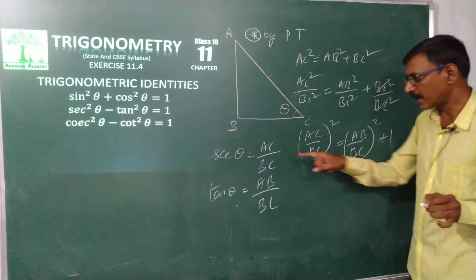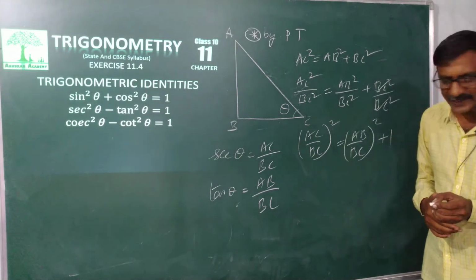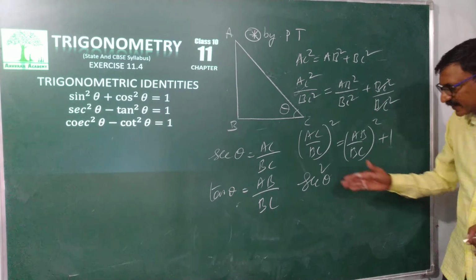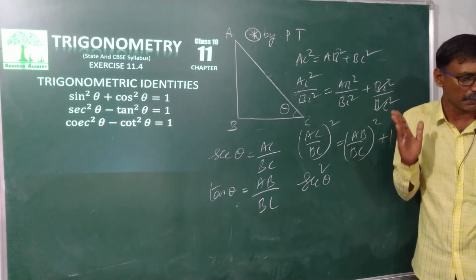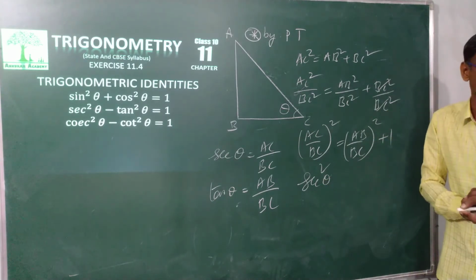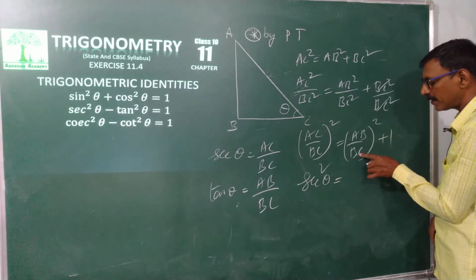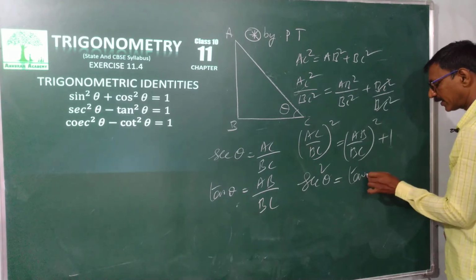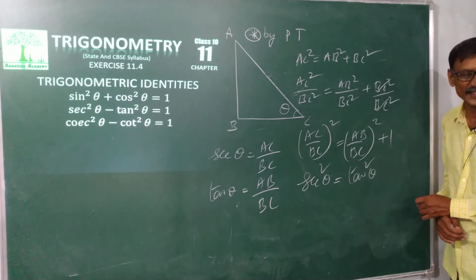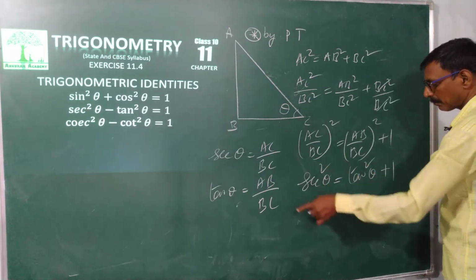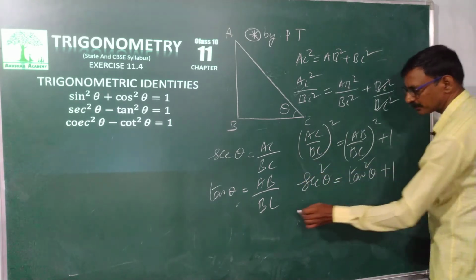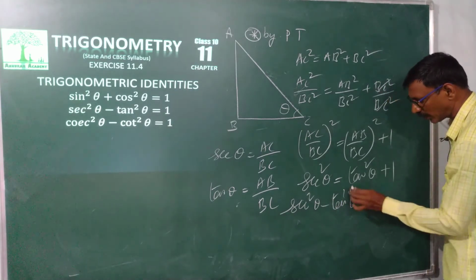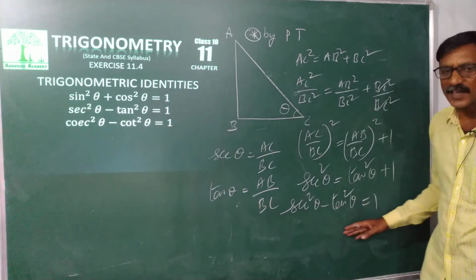Now, AC by BC is nothing but sec theta. So, sec theta whole square, that is nothing but secant square theta. As a shortcut, we call it secant square theta. That is equal to AB by BC, which is nothing but tan theta. Tan theta whole square, that is tan square theta, plus 1. By taking the left hand side, secant square theta minus tan square theta equals 1. This is also an identity.